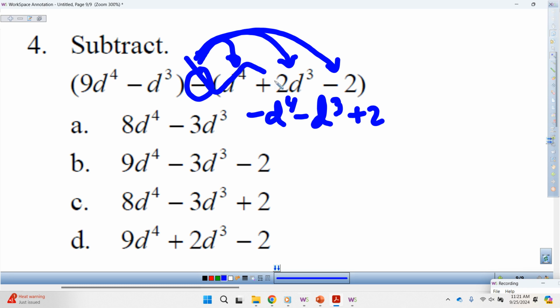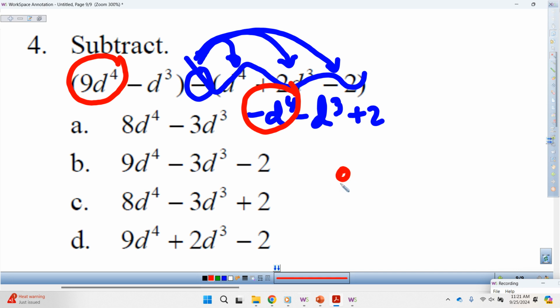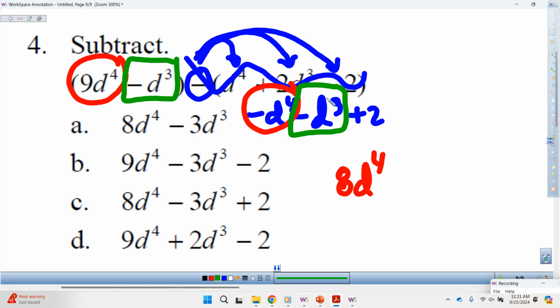So we no longer need that. Yes? So let's combine stuff. What is 9d to the 4th minus 1d to the 4th? How much? 8d to the 4th. That is correct. Next, what is negative d to the 3rd and negative d to the 3rd? That's negative what?